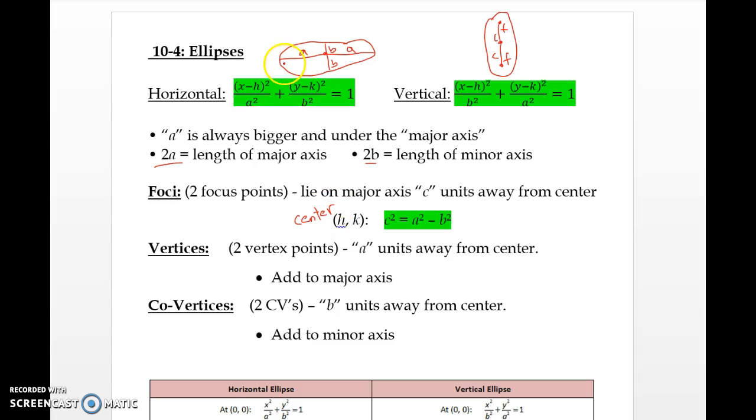You're going to have 4 vertex points, 2 on each end of your axes. Your major axis would be a. We're adding and subtracting a. We're going to have 2 points, add and subtract. When you add, you get 1 point. When you subtract, you get the other point. Your co-vertices are going to be the endpoints of your smaller axis, and that's b from the center.